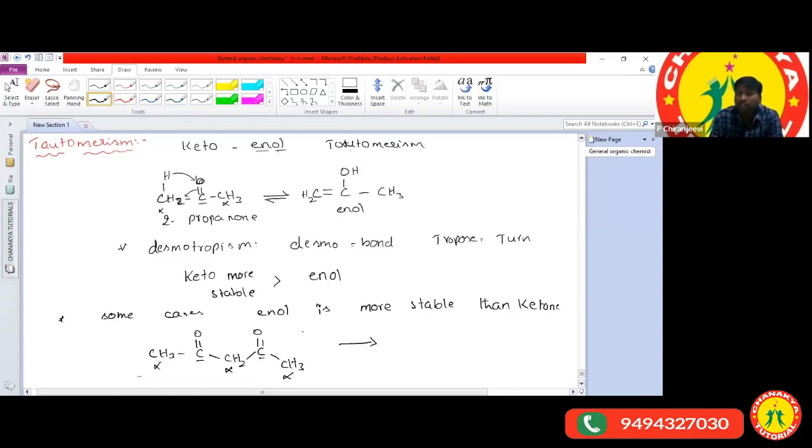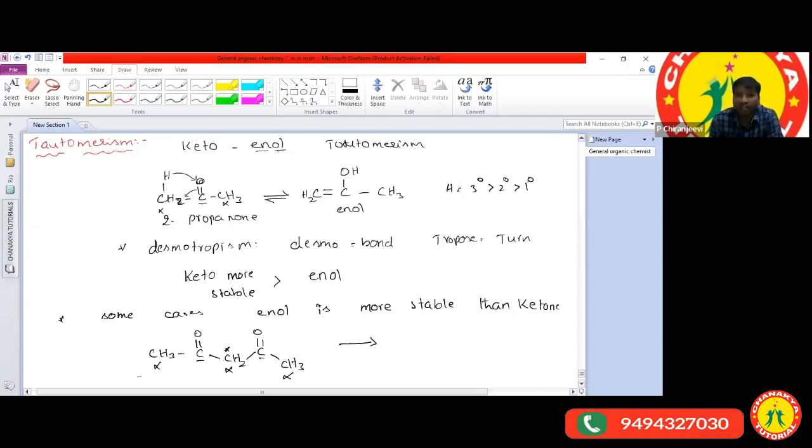In that, which carbon is more reactive? That means which hydrogen is more reactive to be involved in tautomerism? Last time I told you about tertiary, secondary and primary. Tertiary is more reactive, after that secondary. Tertiary hydrogen is more reactive than secondary, and secondary is more reactive than primary.